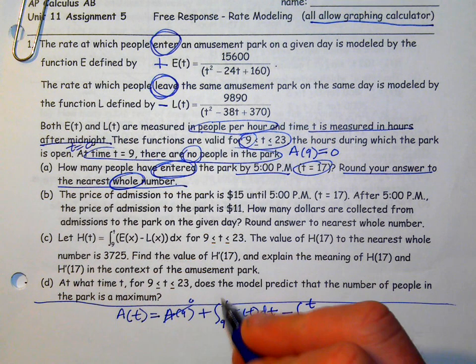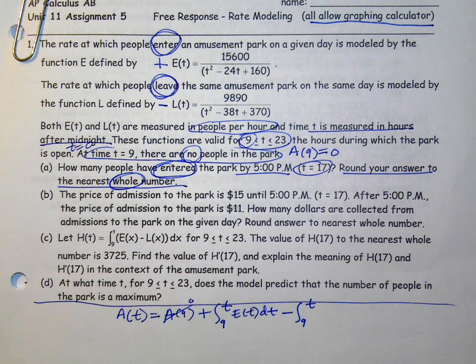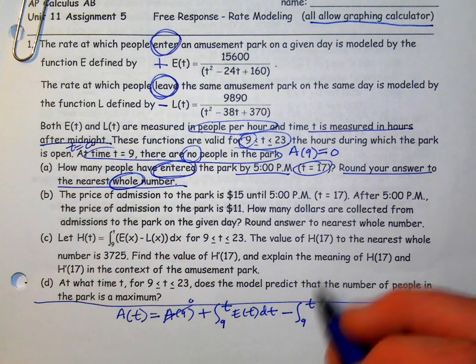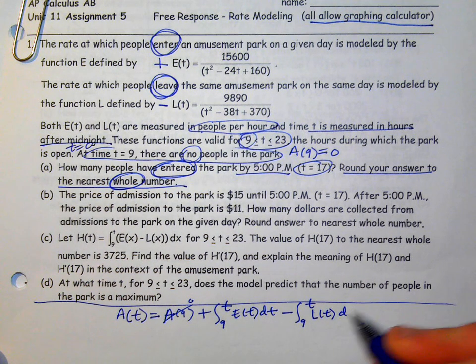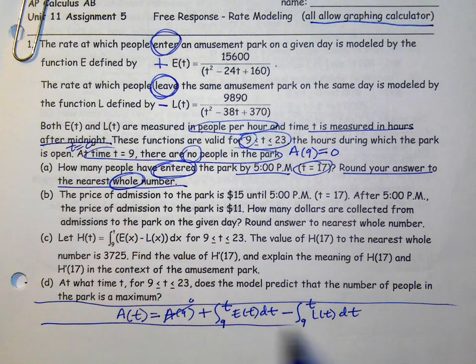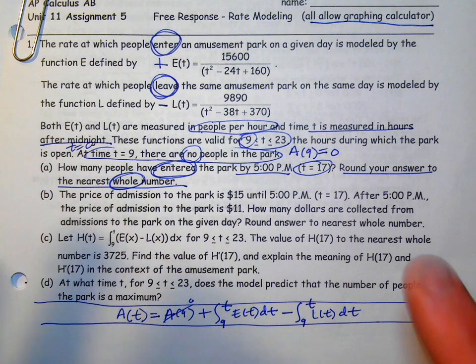So it's not 0 to T, which we often do. Time 0 often is initial condition. That'd be at midnight. Wouldn't make sense. They said this is only valid at 9. It starts at 9. That's your initial condition. So that's what the bottom limit needs to be. L(t) dt. So this is our rate model. Okay. Sort of the basic big idea here.